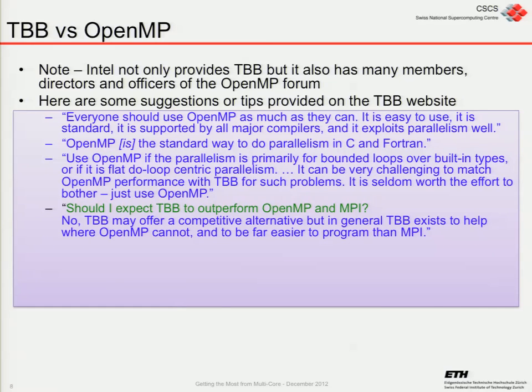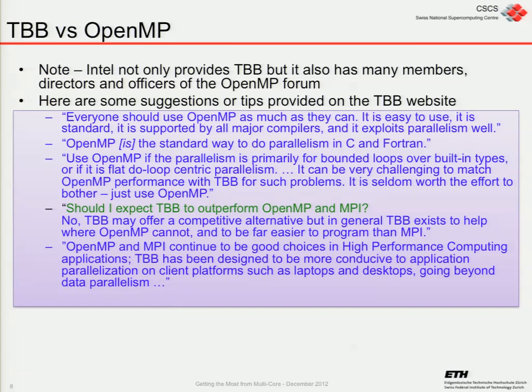Should you expect TBB to outperform our standard models? No. It may offer a competitive alternative, but it exists to do different things. Particularly, for example, tasking. The tasking model in OpenMP exists, but it may not be as good as the tasking model in TBB for C++ programmers. And so OpenMP and MPI continue to be good choices. TBB also was not designed primarily to be used in high-performance computing, but was more to be able to get the sort of multi-core improvements just on a desktop or similar.